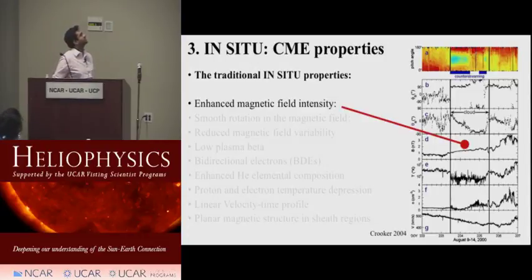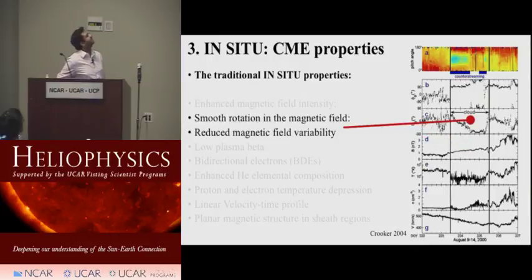These are some of the ones I was going to highlight, from one particular example that seemed to show most of them. It's quite a popular event that people have shown many times before. The magnetic field inside the CME tends to be stronger. Okay, that's the middle panel. The magnetic field tends to have a rotation, which is effectively your flux rope, your twisted helical structure. And it tends to be less variable, a nice, smoothly rotating object.